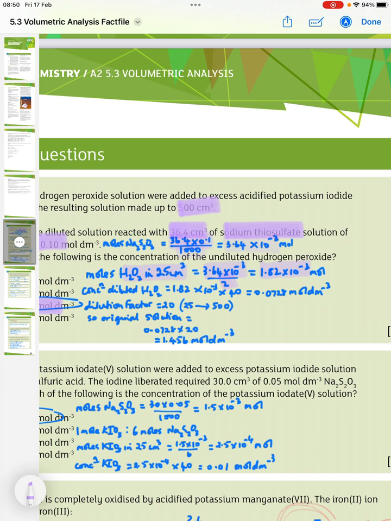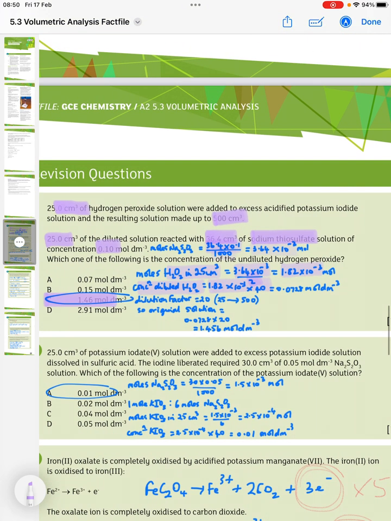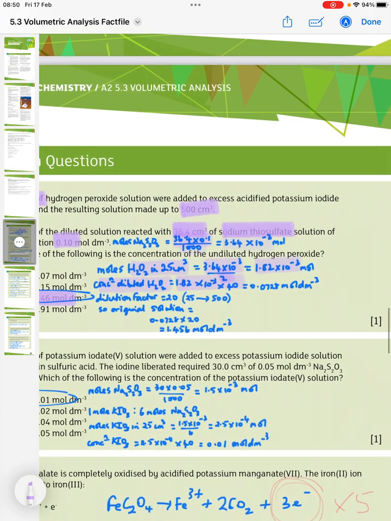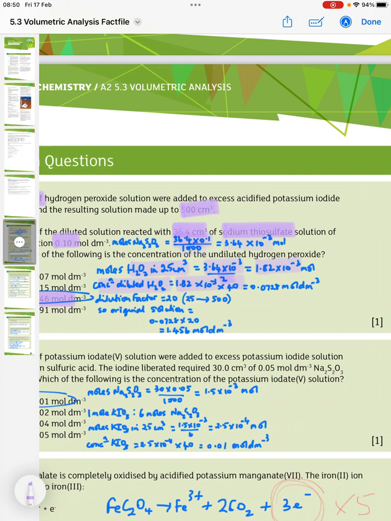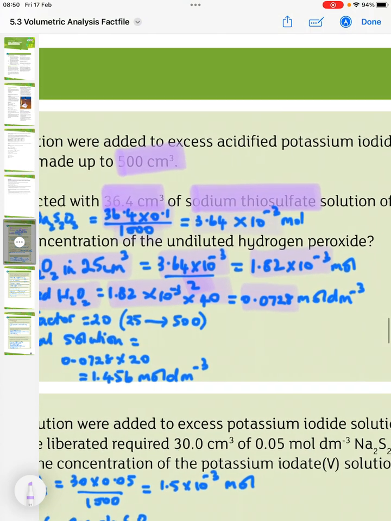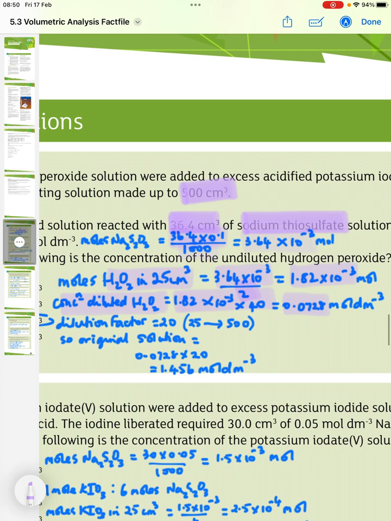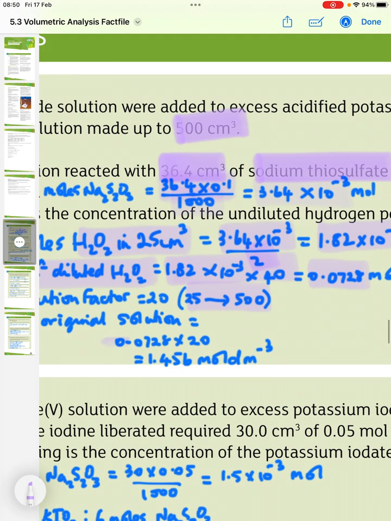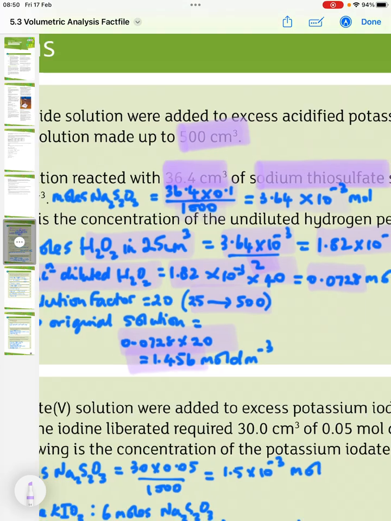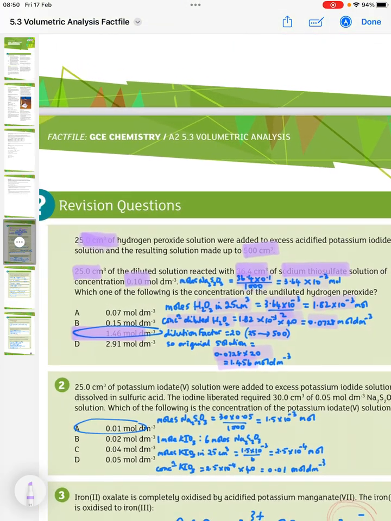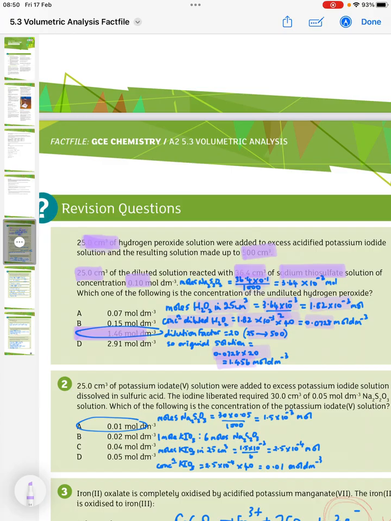Next, we're looking at the concentration of the diluted hydrogen peroxide. So we're multiplying that number by 40 because that was in 25 cubic centimetres. So to get that up to 1 litre, we multiply it by 40, and that's 0.0728 mole per dm cubed. So then the dilution factor was 20, so we're going from 25 to 500, so the original solution is 0.0728 by 20, which is 1.456 moles per dm cubed, which is answer C. A lot of work for 1 mark.